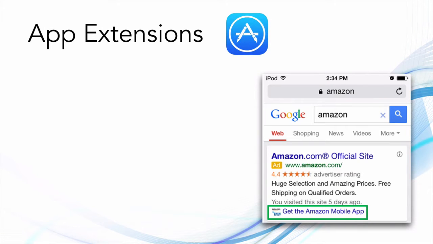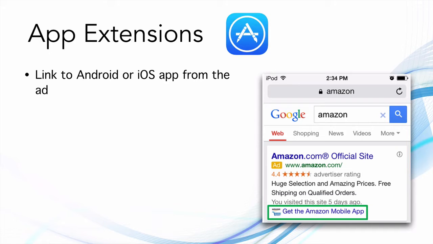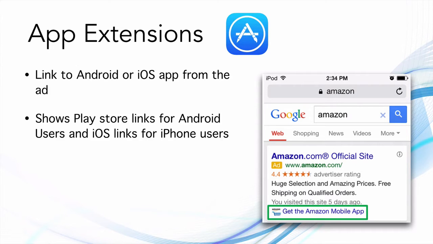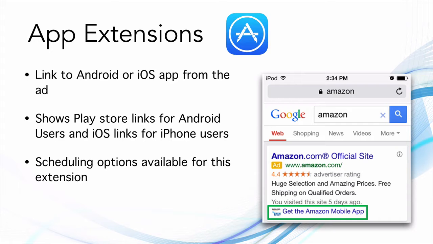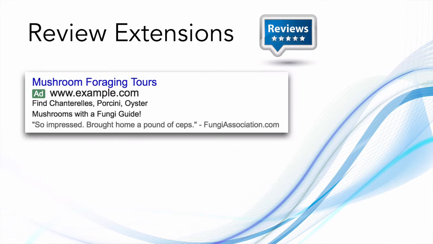The next type of extension is app extension. Here if you have a mobile app, you can add these extensions. You can give a link to an Android or iOS app from the ad. On the right side you can see in this example, someone is searching for Amazon. It also shows get the Amazon mobile app because they are searching on a mobile. So it shows Play Store links for Android users and iOS links for iPhone users. That is App Store links. Scheduling options are also available with this extension. Many extensions come with scheduling options as well.